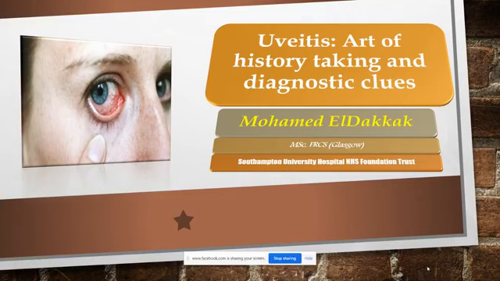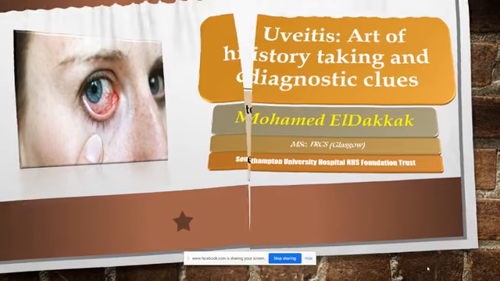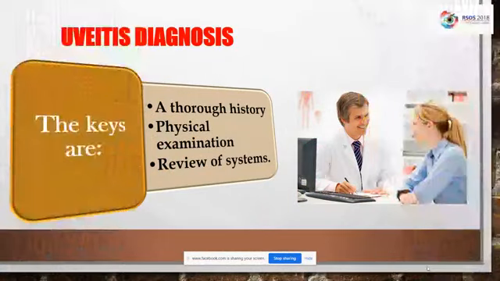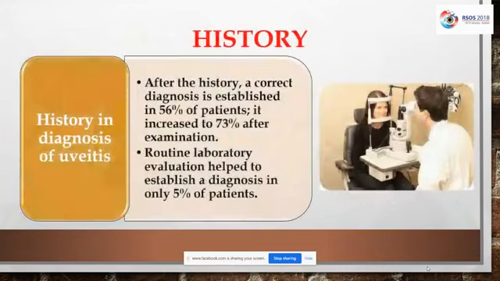So we are so concerned about the history because it's very important for you to take a good and detailed history from these patients to be able to reach the correct diagnosis. So the keys for the diagnosis of uveitis are mainly the thorough history, the good physical examination, including the ocular examination, and also the review of systems either by the clinical examination and also the lab workup you will do for diagnosis of the etiology of uveitis.